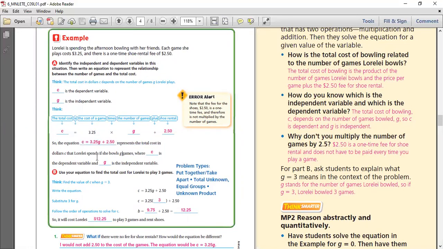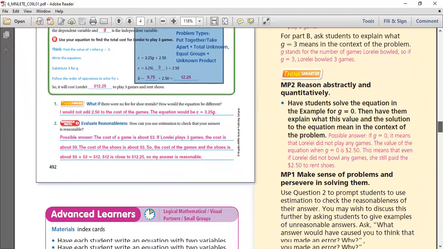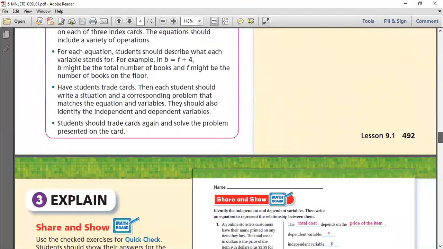Okay, girls. So here they have given you another part. Use your equation to find the total cost for Lorelai to play 3 games. So this is our equation. You just need to put 3 in place of G, that is 3.75 multiplied by 3, which will give you 11.25. So if you add 2.25, that means it's going to give you 13.50. Okay, I hope that's clear for you. If it's not clear, just go back and rewind the video and watch it again.